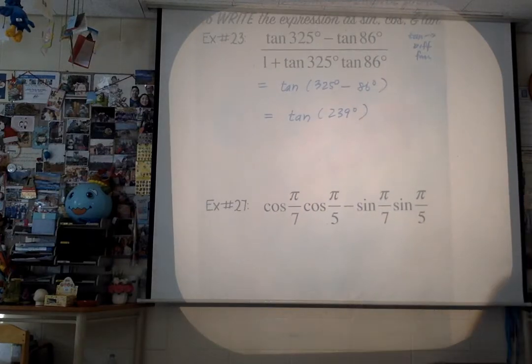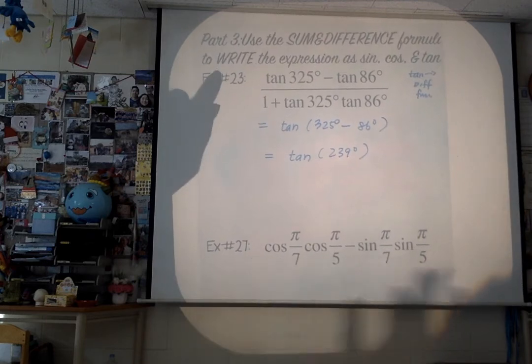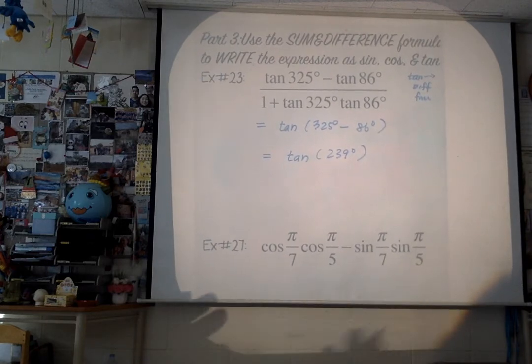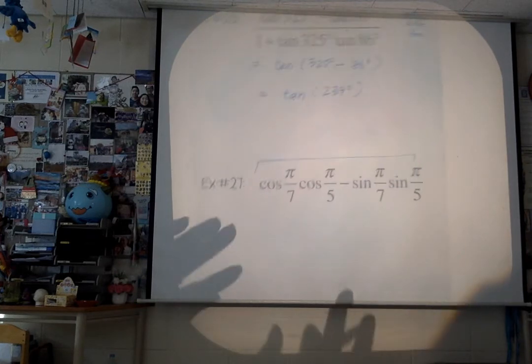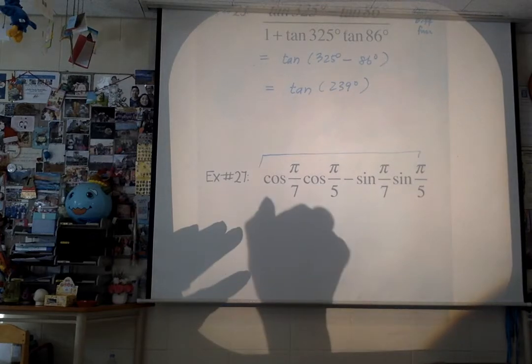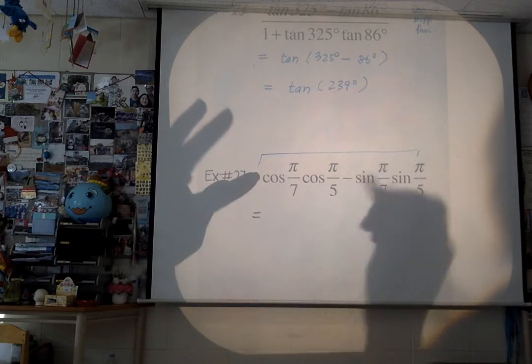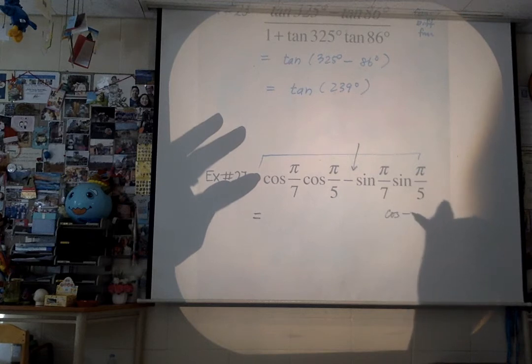How about something like this? You try number 27 on your own. What if I gave you this? I want you to use the sum and difference formula to write the expression as a sine, cosine, or tangent. Look at what's given to you. I see cos, sin, sin. Cos, cos, sin, sin. That means it must be what formula? Say it to each other. Okay, I heard you. I think you said cosine. Is it the sum or difference? Remember, cosine is difference here. That means it's cosine sum.